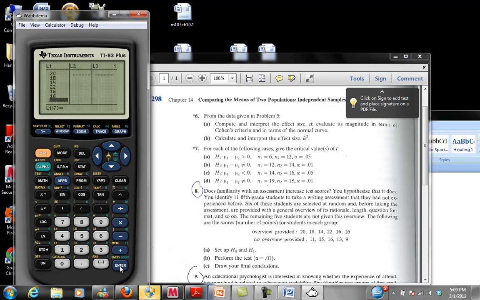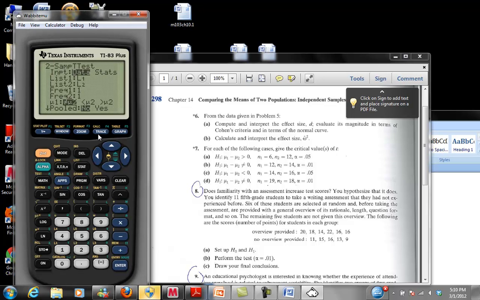Great. Okay, and now I'm going to put in the data for the no overview list. 11, 15, 16, 13, and 9. Great. So the data is in the calculator, we're just going to run our test. I'm going to come here to the test we're looking for, and the test we're looking for is a 2-sample t-test.